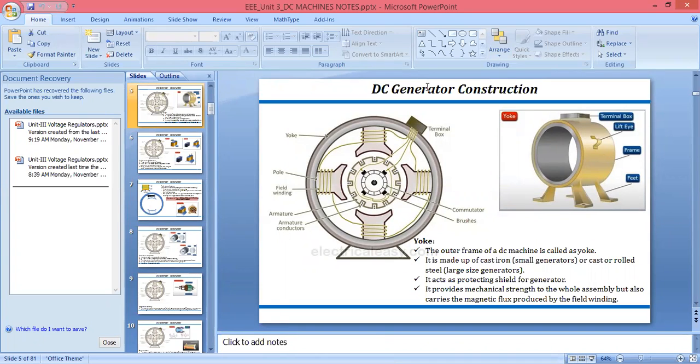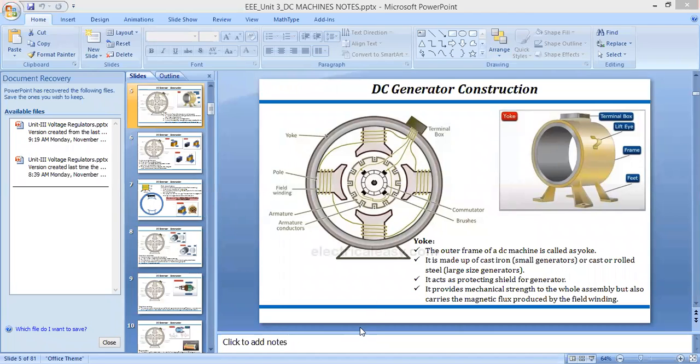Then there is a stationary part. Stationary means what? The stator or the stationary part of the DC machine consists of the parts which will not rotate, which will remain stationary during the working of the DC motor and the DC generator. Then, just wait for a minute.